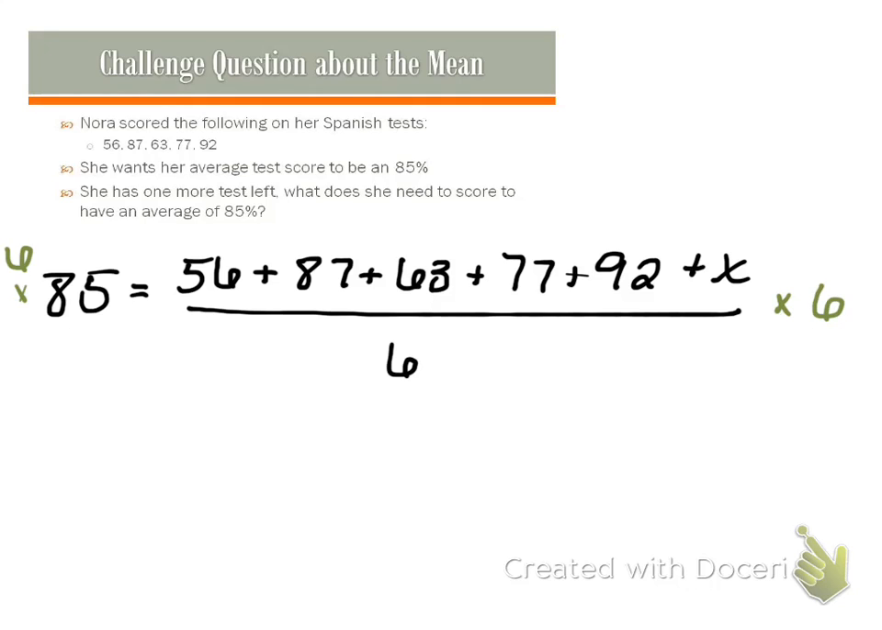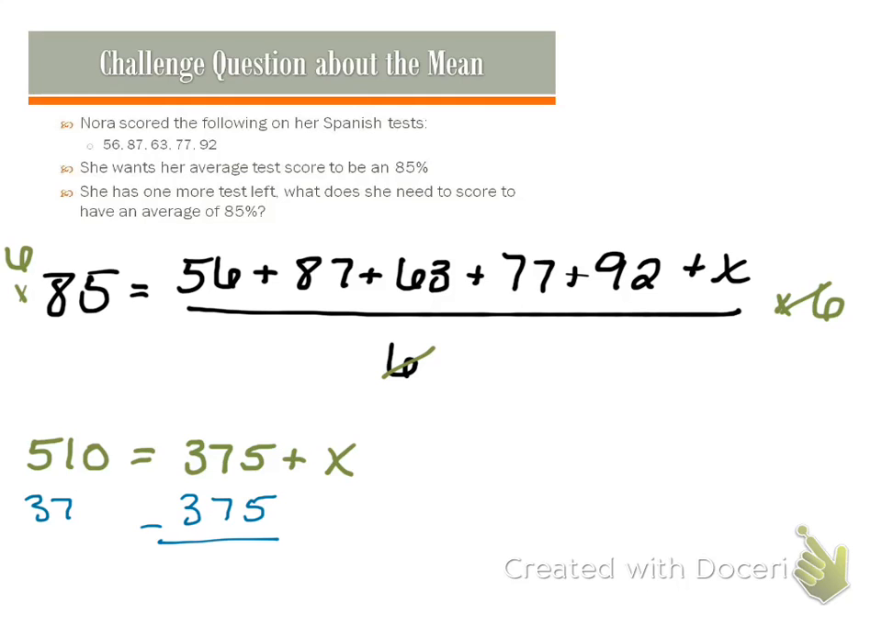Now we need to get the top by itself, because that's where x is. So if we multiply by 6 on both sides, the 6s will cancel on the right, and then we have 510, because 85 times 6 is 510, equals 375 plus x. I got the 375 by adding up all the test scores we already know, and then we have that x value, that last test score that she needs to score in order to get an 85%.